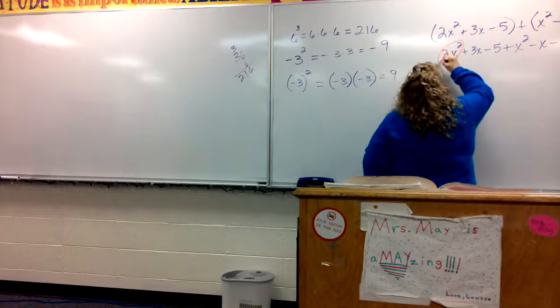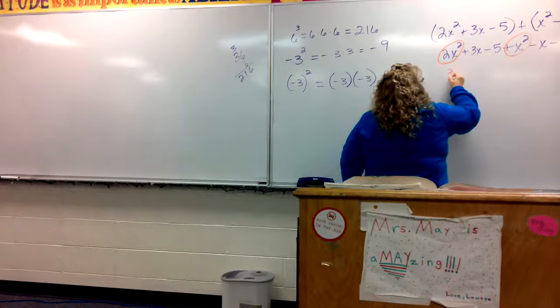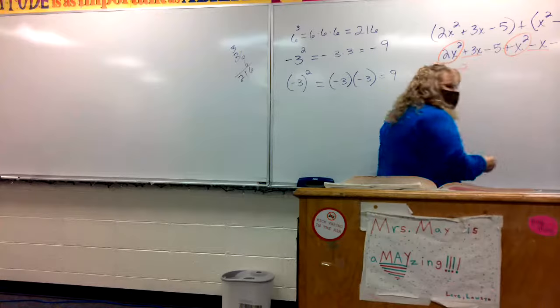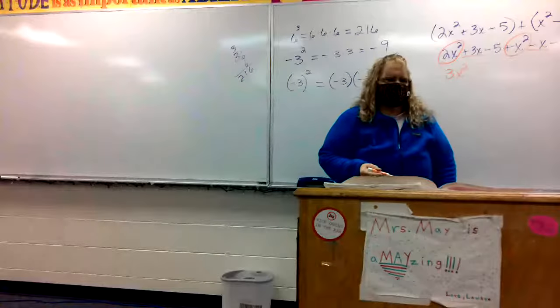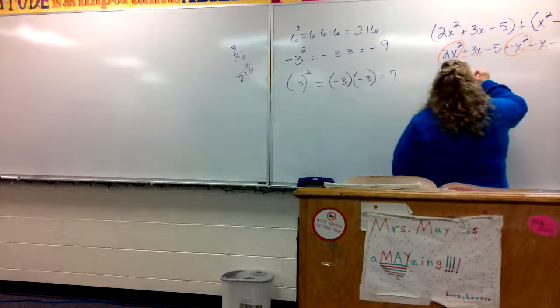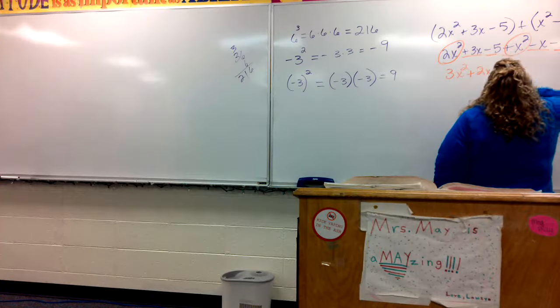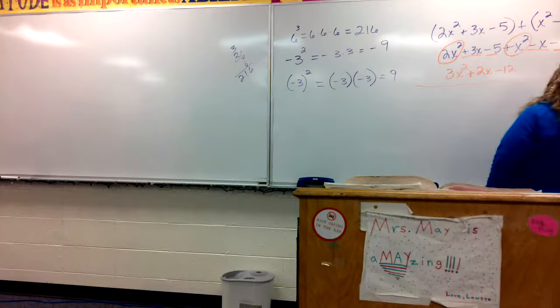I've got this. What does that give me? I know you're not going to answer today. 3x take away 1x. How many x's do I have? 3x take away 1x? Good, yes, 2x. And then I have -5 and -7. Yes?